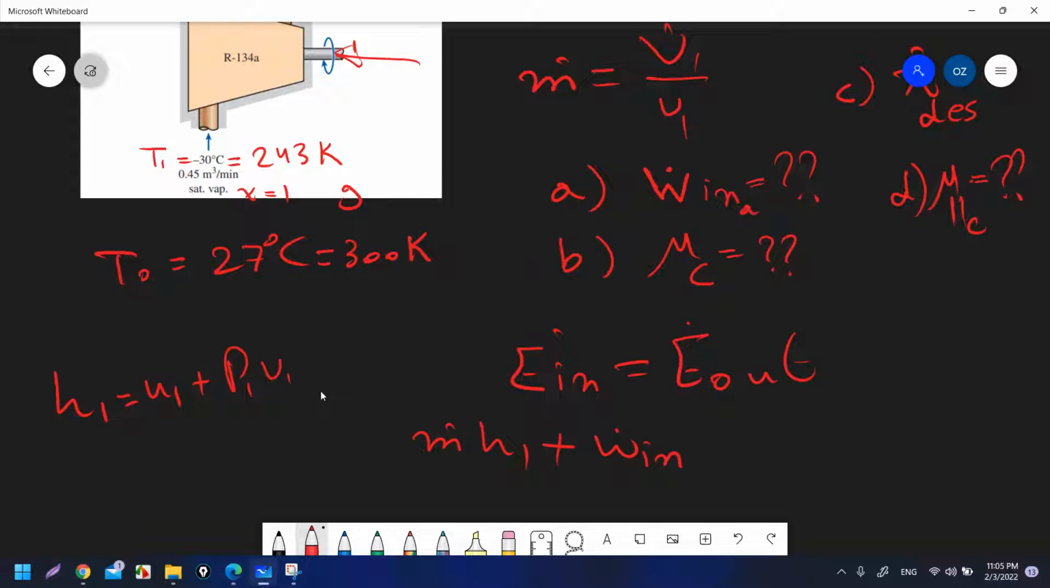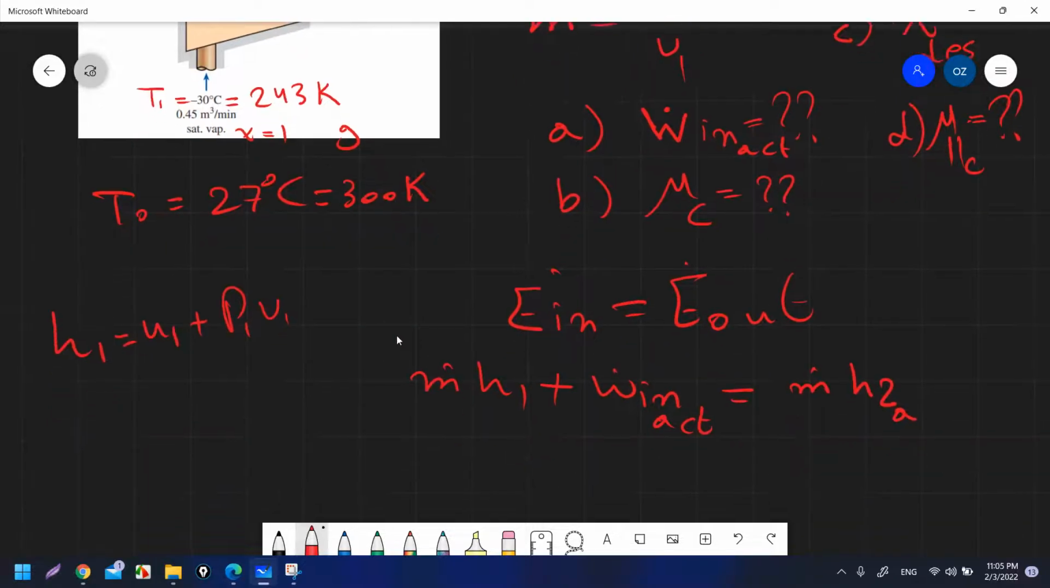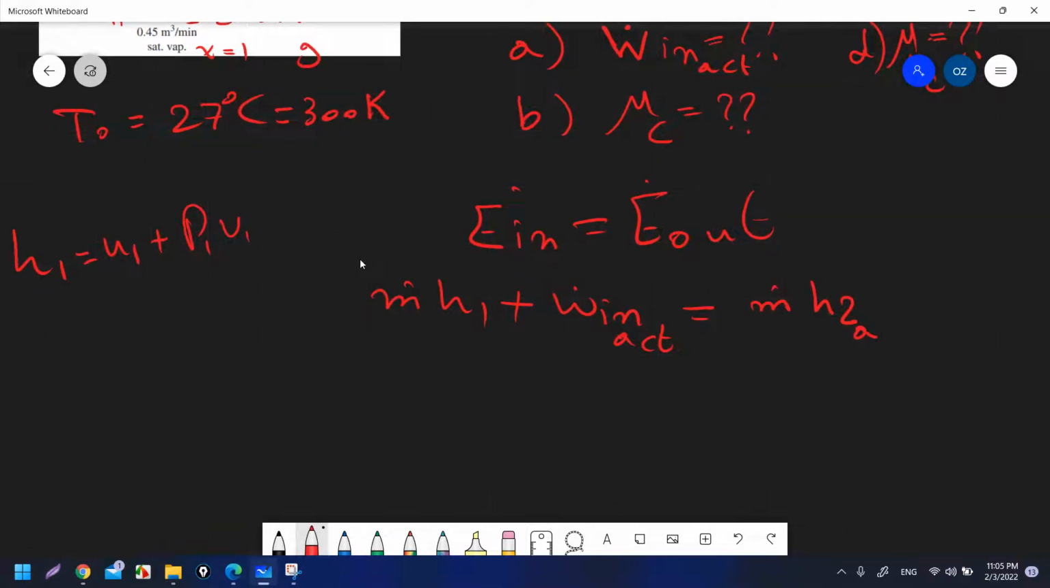Let's say this one is the actual, so let's call it the actual one. Okay, and I have at the exit m dot h2 actual. So what does that mean? It is actual. Why am I not saying h1 actual, I'm saying only h2 actual. We will see in a moment why I'm saying this. Okay, then I have to find the work in dot actual. Let's assume I will not say h2 actual and h1 actual, let's leave it like this until now, and then we will know.